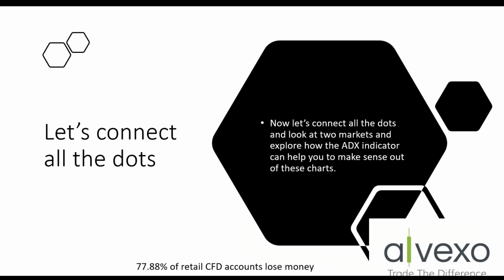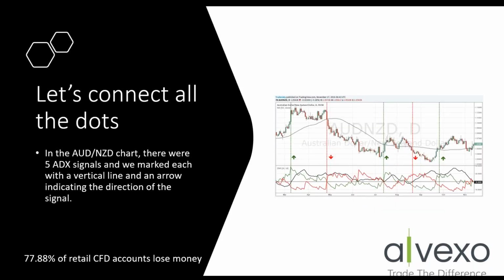So now let's connect the dots and look at two markets and explore how the ADX indicator can help you make sense of these charts. Over here we have an example. It's an old chart of the Australian New Zealand dollar. There were 5 ADX signals and we marked each one. See the little arrows and the lines? That's where our ADX line either peaked or started to fall. We also have the crossovers of the DM lines.